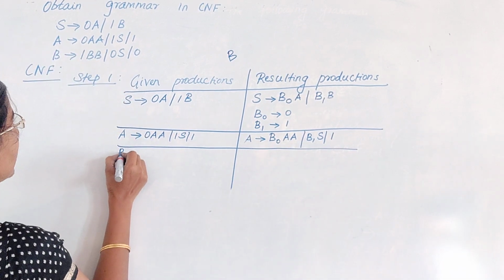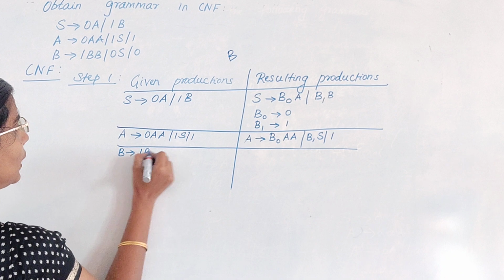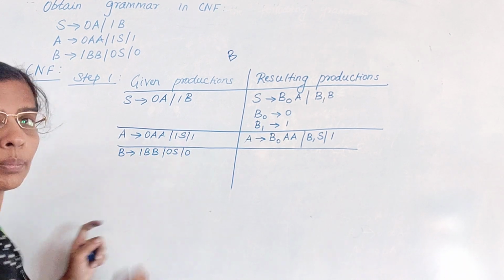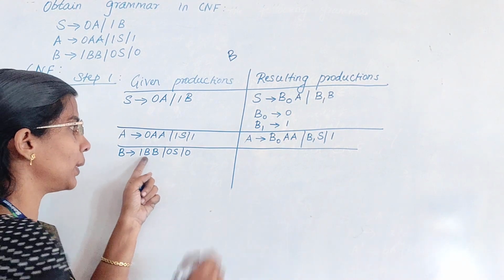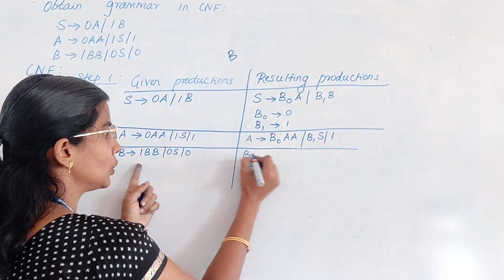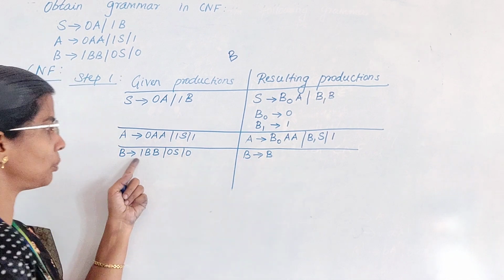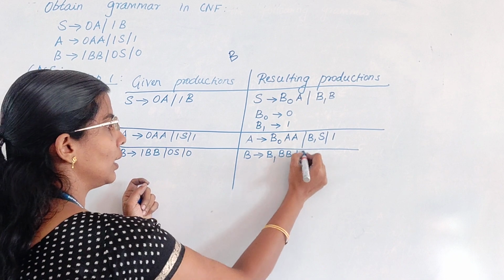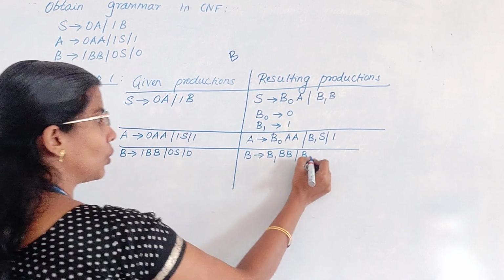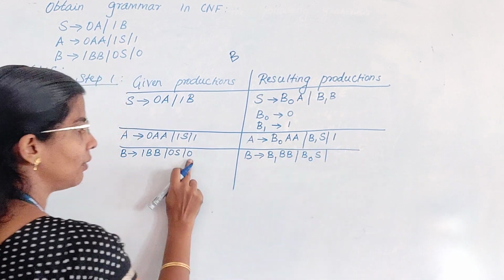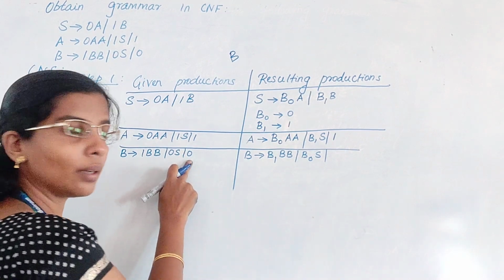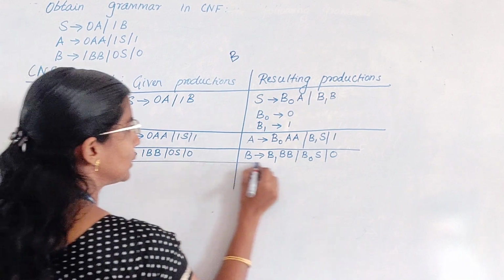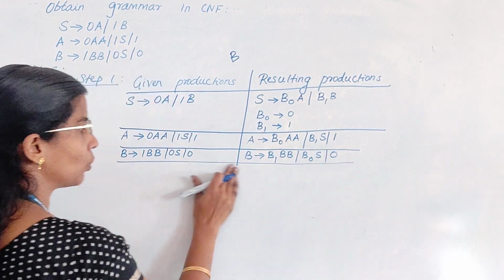And the next is B tends to 1 BB, 0 is 0. See here, it is a mixture of terminal and non-terminal, so I have to convert. So B subscript 1 is this terminal 1 and it is BB. Here subscript is 0, yes, and I have a single terminal which is in CNF, so I am not doing anything, I am writing as it is. Right, my step 1 it is over, conversion part is over.